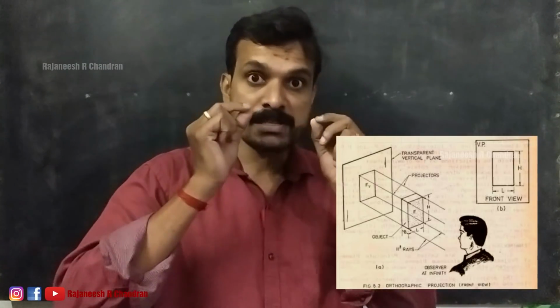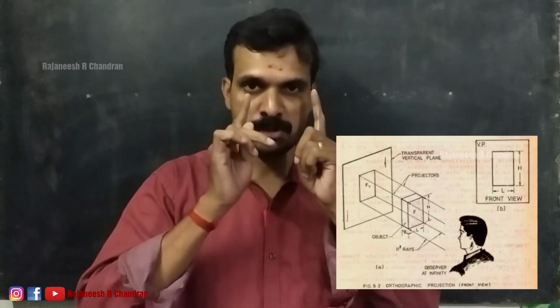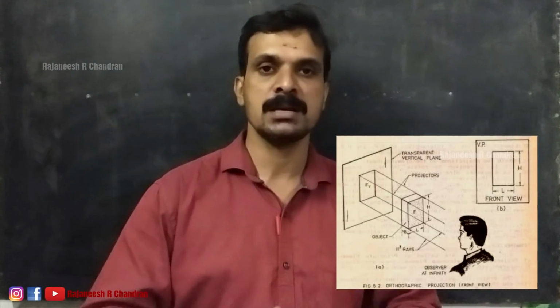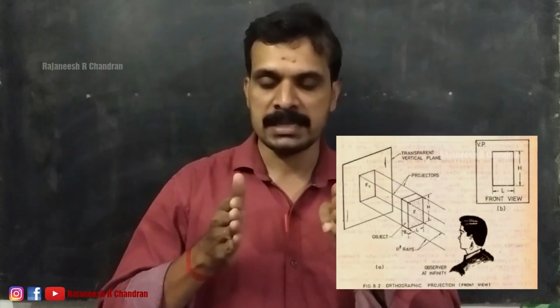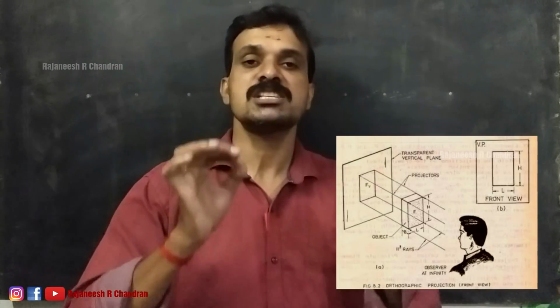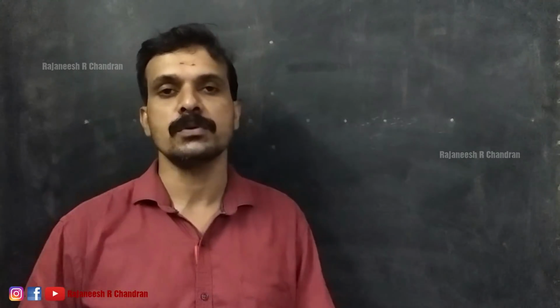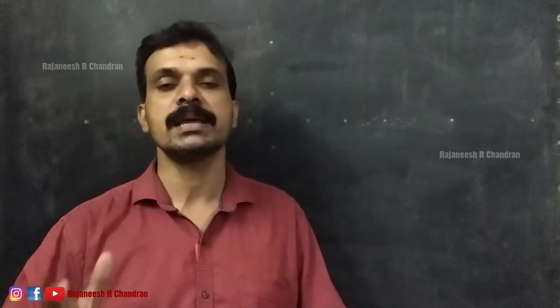The observer's eye is also known as the station point. When the observer is at infinity, the visual rays coming from the eye of the observer will be parallel to the ground or parallel to each other, and those visual rays will be perpendicular to the picture plane. Such a projection is known as orthographic projection, and in this video we are going to study orthographic projection.